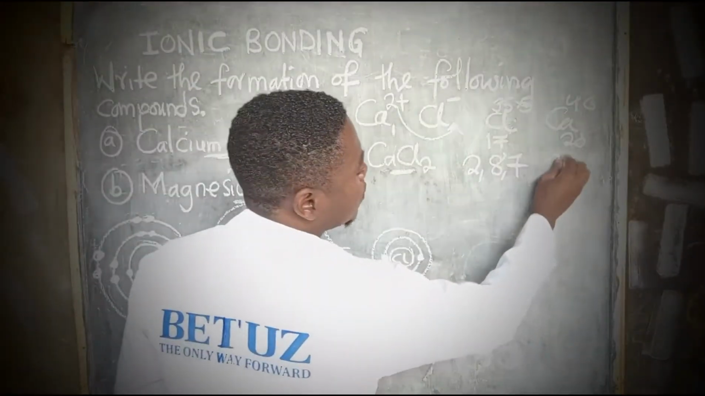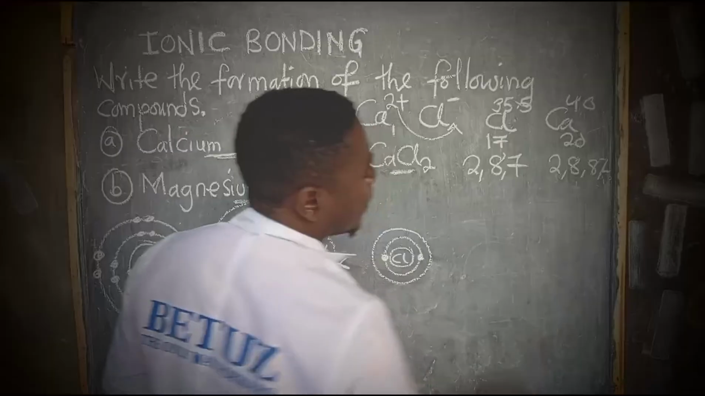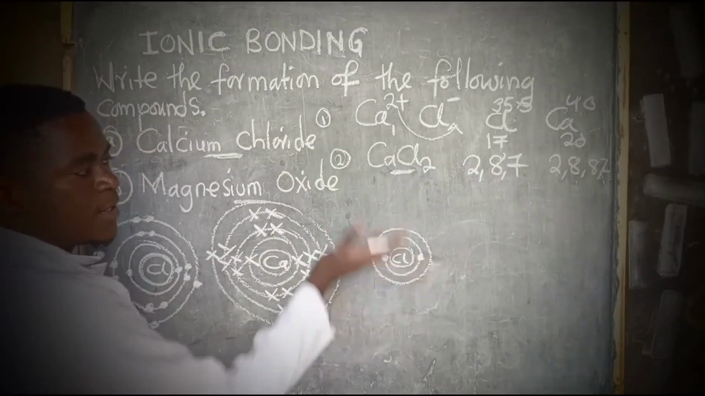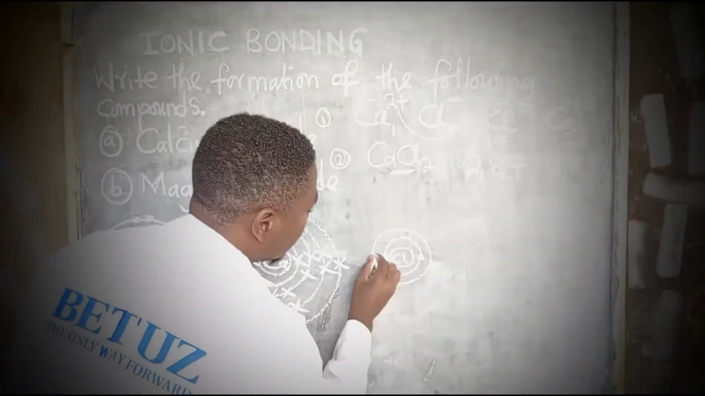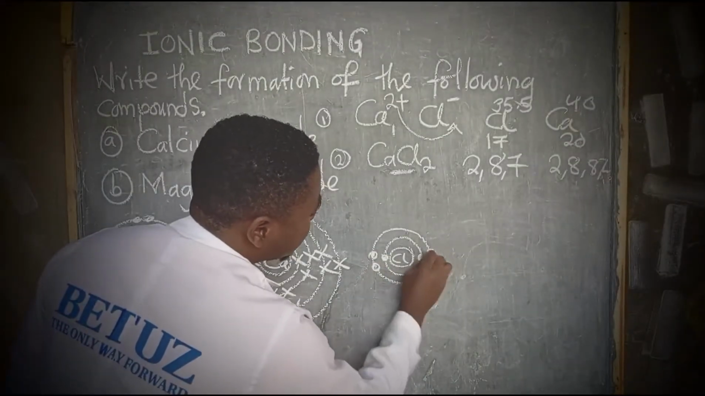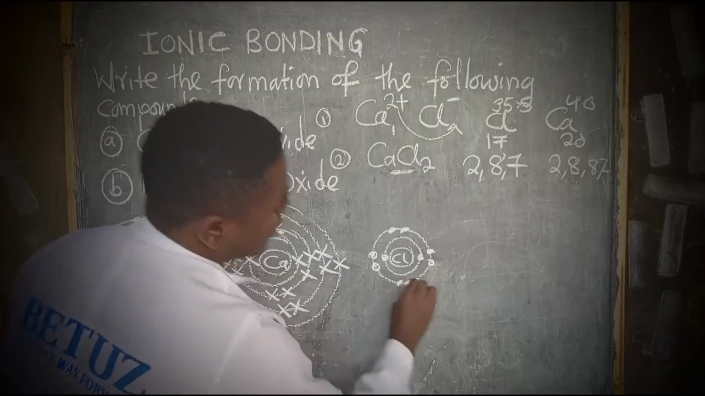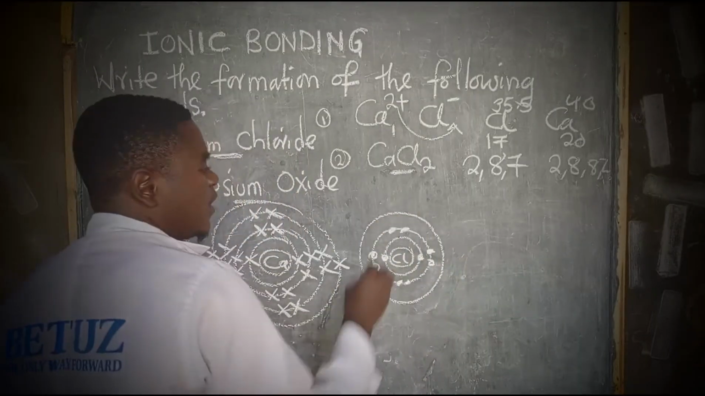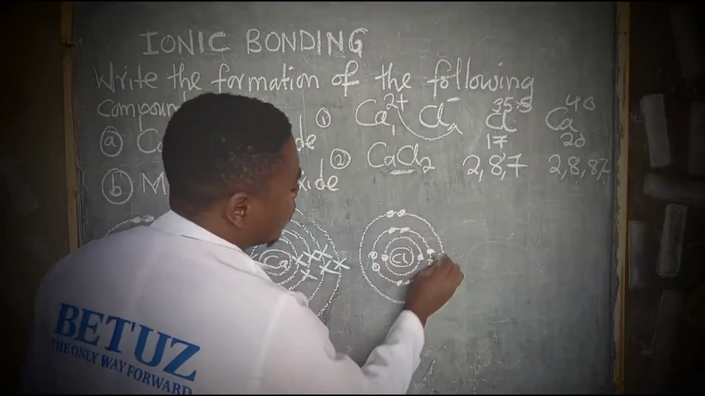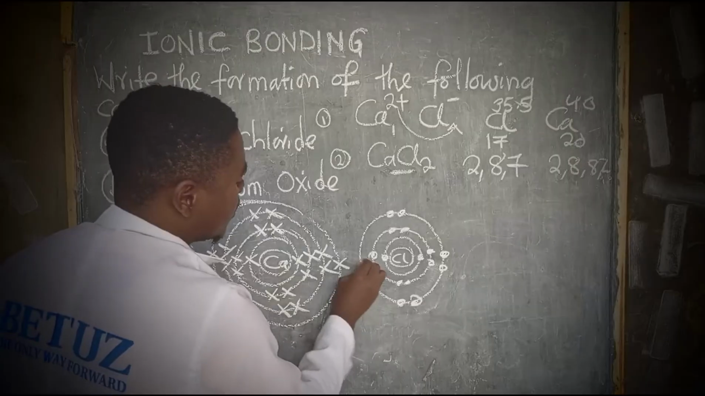For that one it is what? 2, 8, 8, 2. I guess you know that. That is electronic configuration. You need to know that one. So this is 8. I put 8 here. I put 8 like that. This one I put 7. So 2, 8, 7.